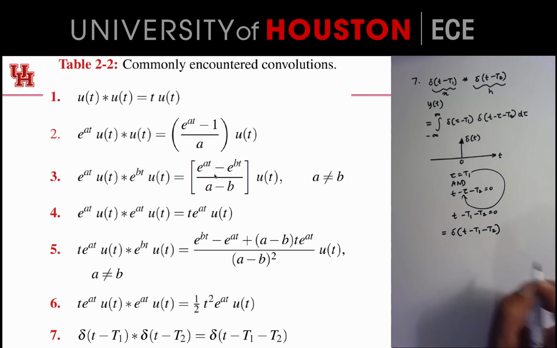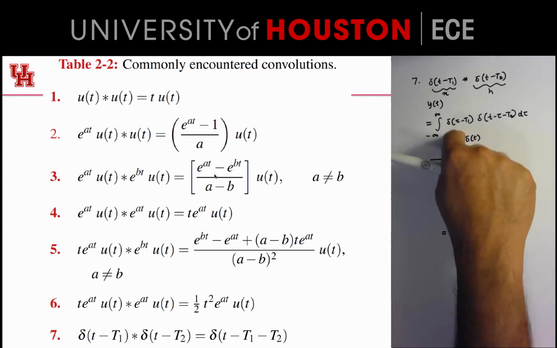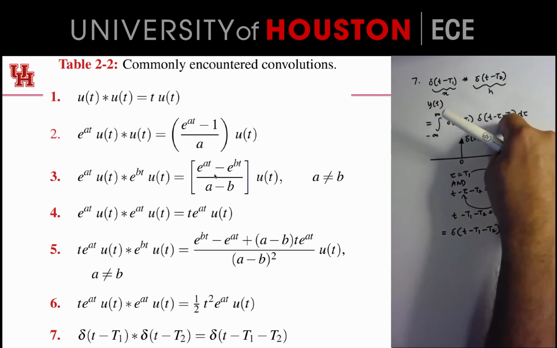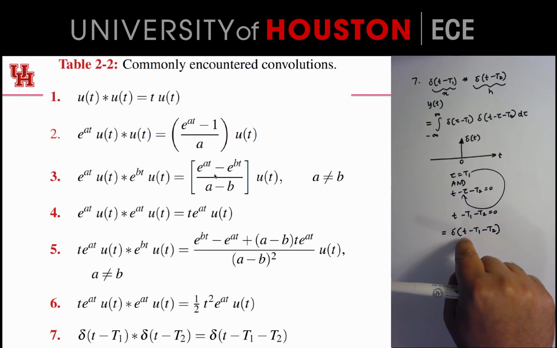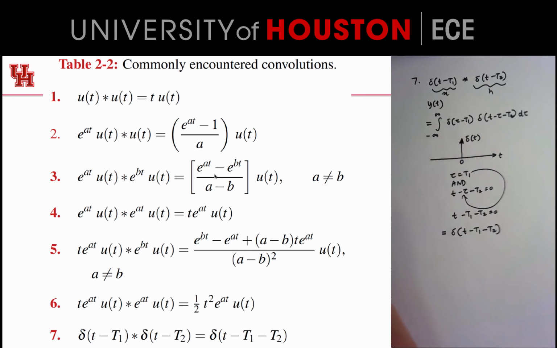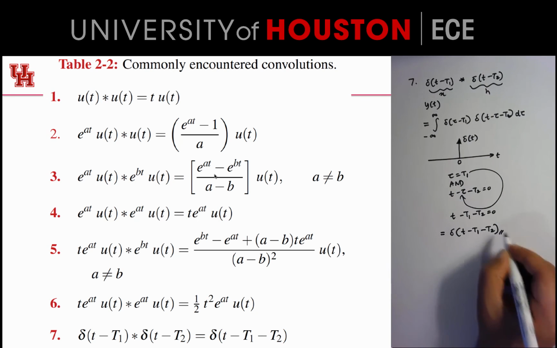So if you convolve, it's basically like one of these deltas is taking a snapshot of the other delta, wherever this guy goes to 0. So that's sort of what's going on here. So this is our answer.